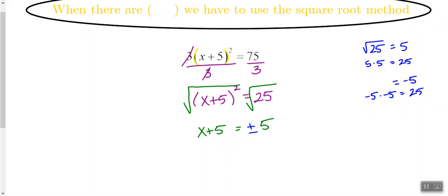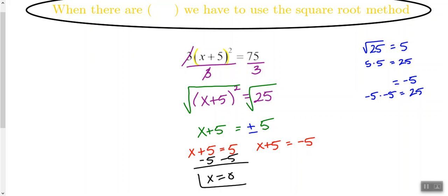Now here's why that's important: it's now created two problems for us. So we have x plus 5 equals positive 5, or x plus 5 can equal -5. This is going to get us our two answers that we're looking for. Now all you have to do is solve each of the red equations. So if we subtract 5, we get x to equal 0. Subtract 5, we get x to equal -10.